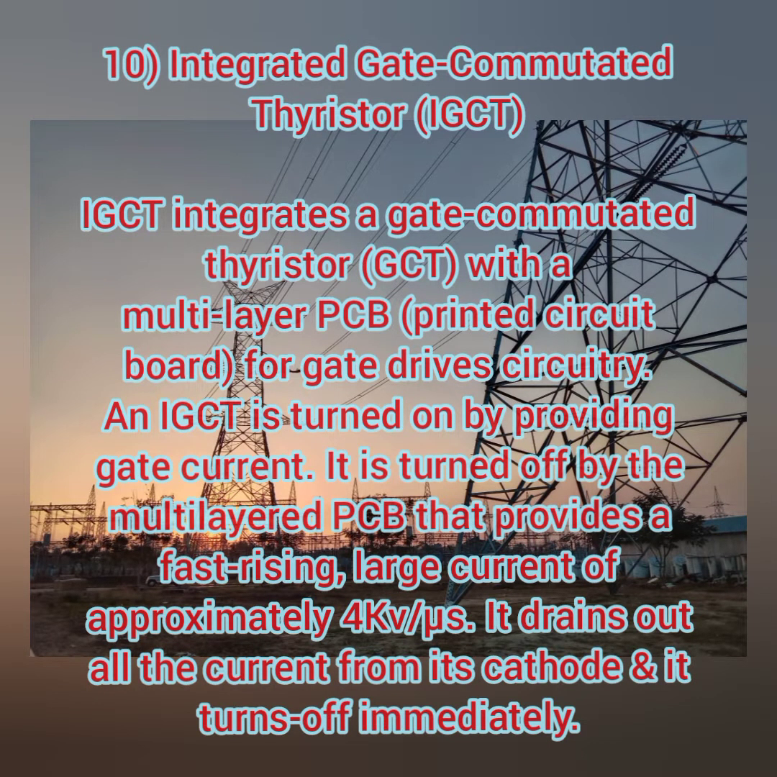Next is your integrated gate commutated thyristor, IGCT. So the IGCT integrates a gate commutated thyristor with a multi-layer PCB board for gate drive circuits. So the IGCT is turned on by providing a gate current. It is turned off by a multi-layer PCB, which means your printed circuit board, that provides a fast rising, large current of approximately 4 kilowatt per microsecond. Then it drains out all the current from its cathode and it turns off immediately.